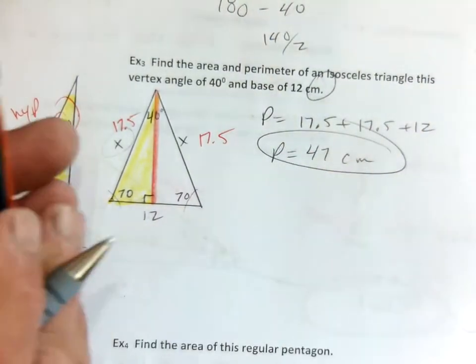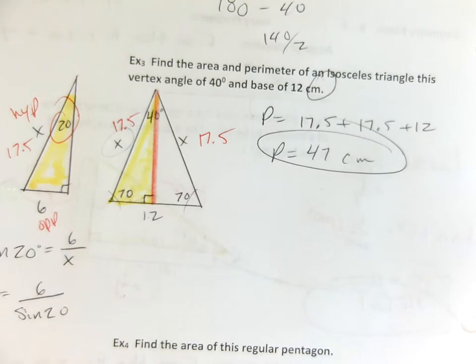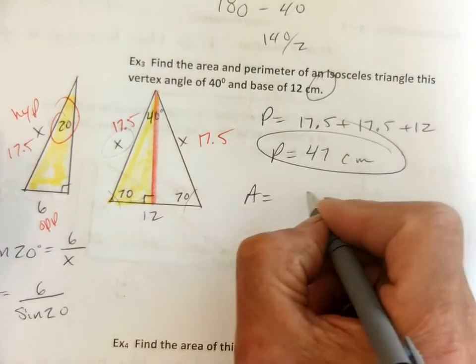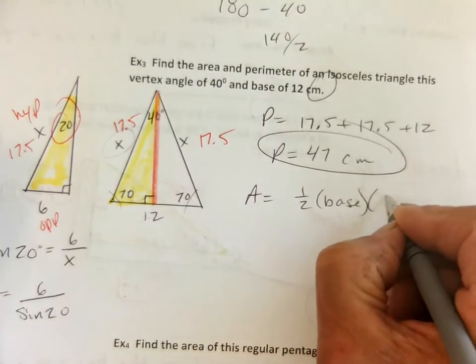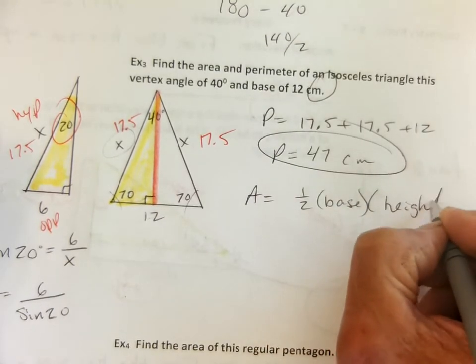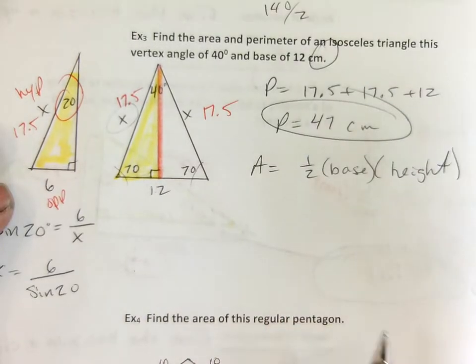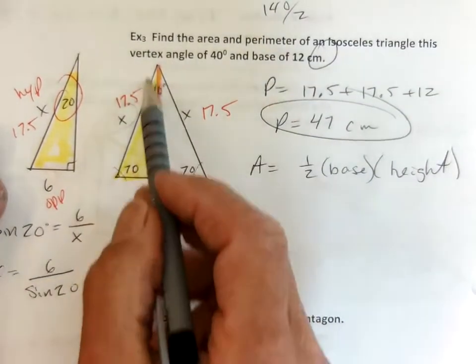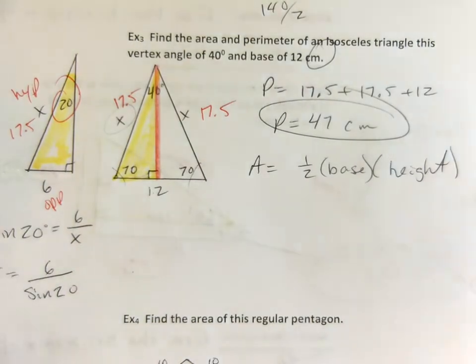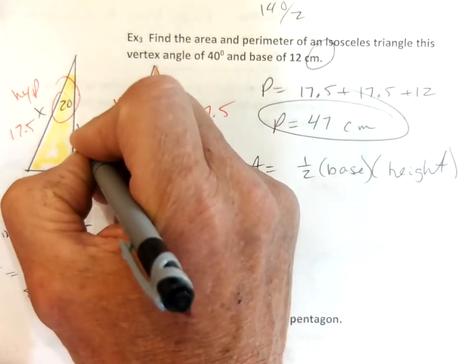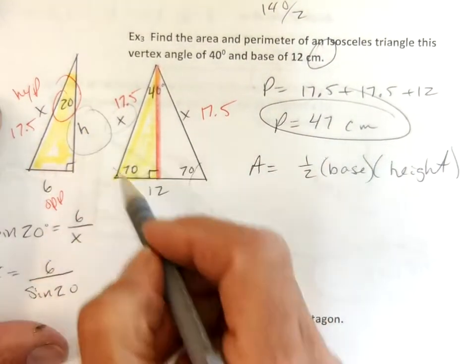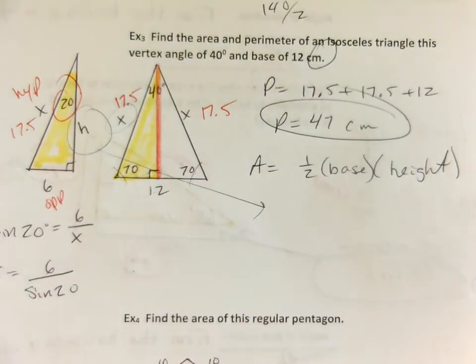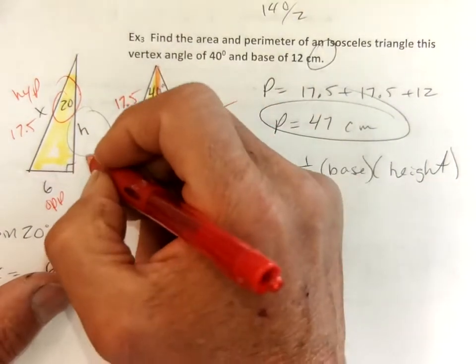Good. Now area. Well, it's a triangle, so area of a triangle is going to be 1/2 its base times its height. I know the base, but I don't know the height. Well, okay, I have to do some more right triangle trig. I can do that. So let's find the height. All right. Well, the height is my adjacent side.